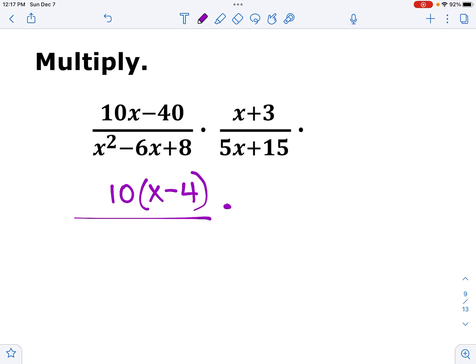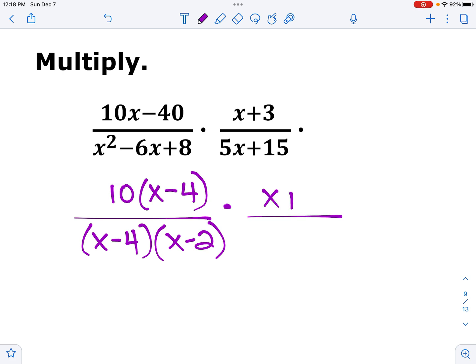On the bottom, I need two numbers that multiply to be 8, but add up to be -6. That'll be x minus 4 and x minus 2. Okay. On the top, I got x plus 3. I can't do anything with that. On the bottom, I see a 5 I can pull out. And then the sort of satisfying part here is cancel out anything that you see on the top and the bottom that are like common terms.